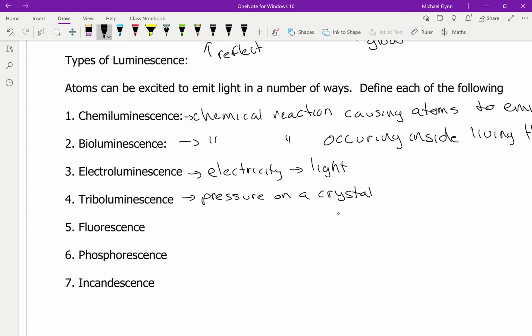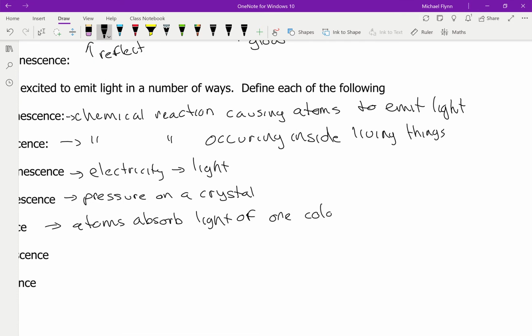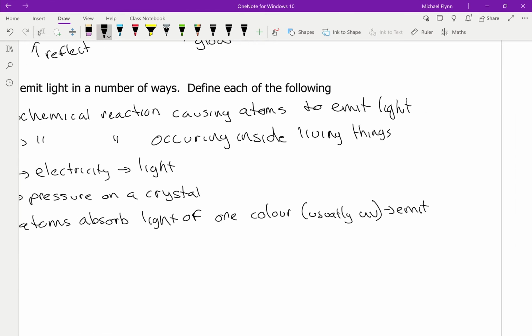Now, fluorescence is when atoms absorb light of one color, usually UV, ultraviolet, and then emit another color. In other words, they get stimulated by ultraviolet light, and then they emit other colors.